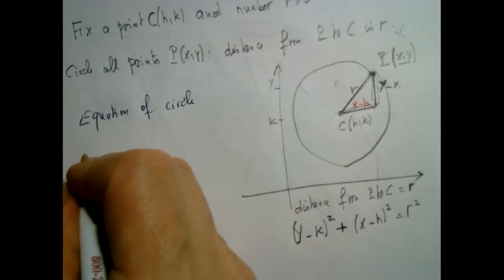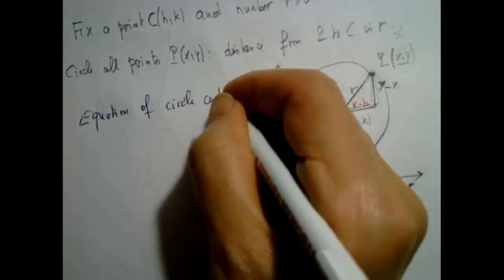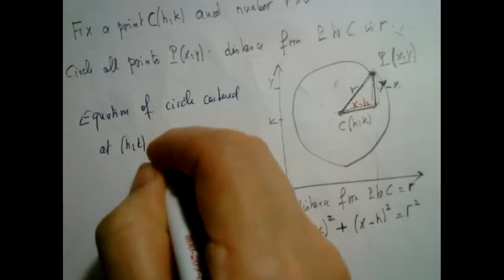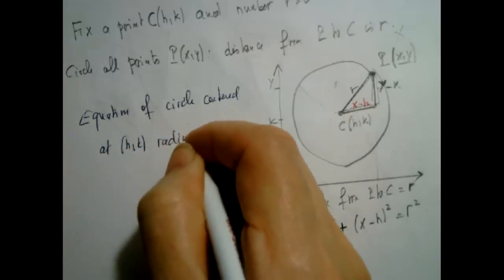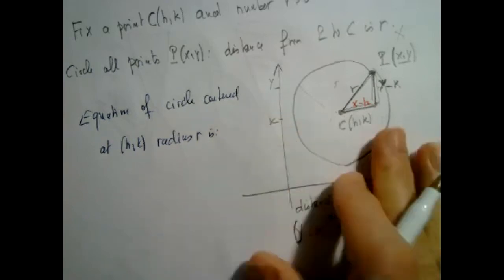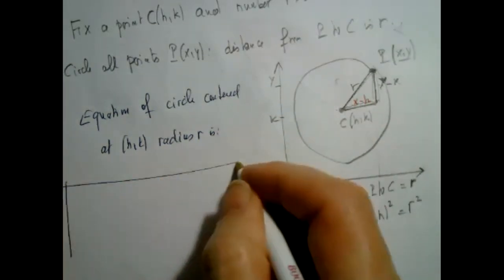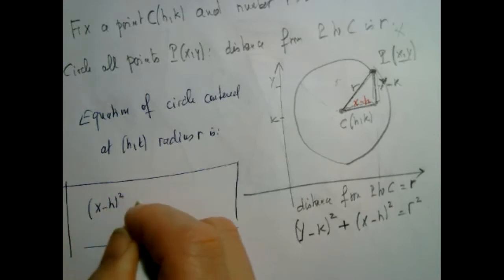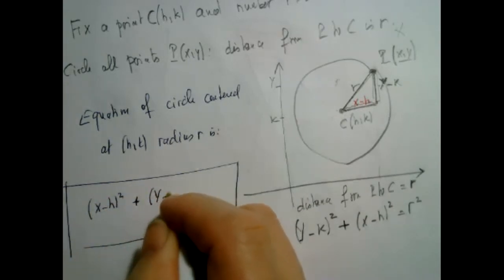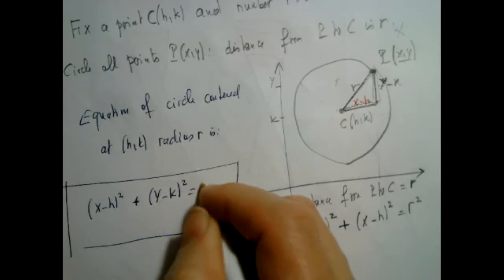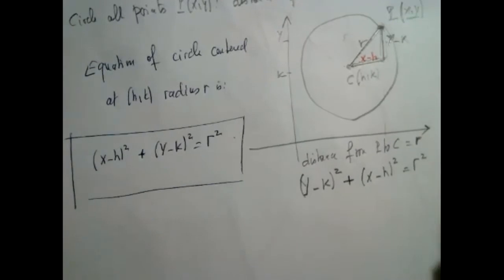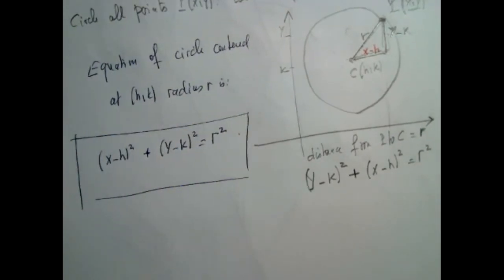So the equation of the circle centered at (H, K) with radius R is given by (X minus H) squared plus (Y minus K) squared equals R squared. I mean, this should be absolutely drilled in your mind, period.